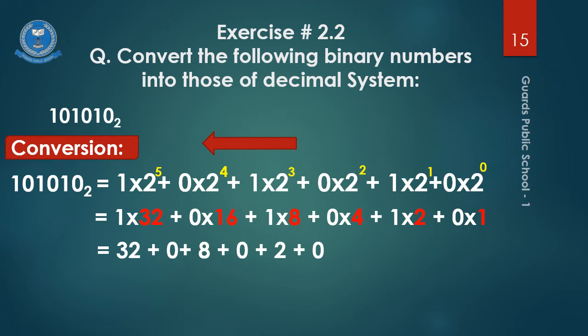Now we will add all these numbers and we get 42. And this 42 is the decimal number which is equal to the given binary number, and that's our answer.